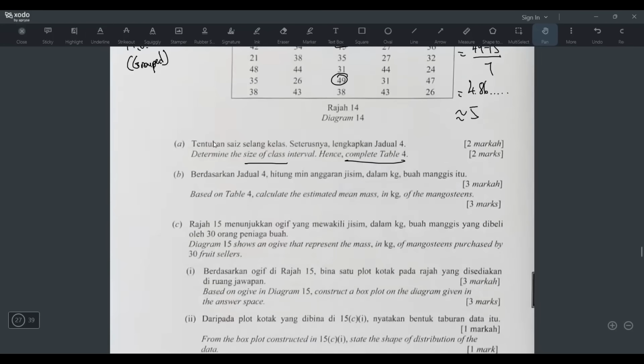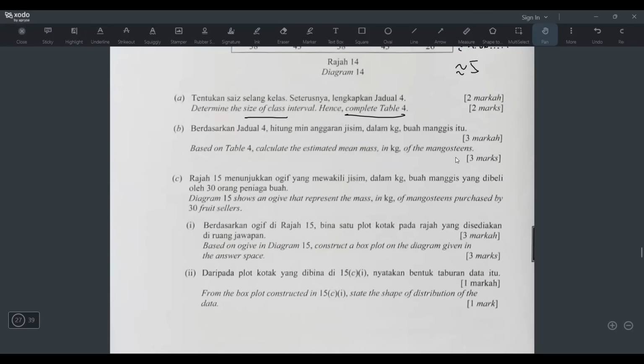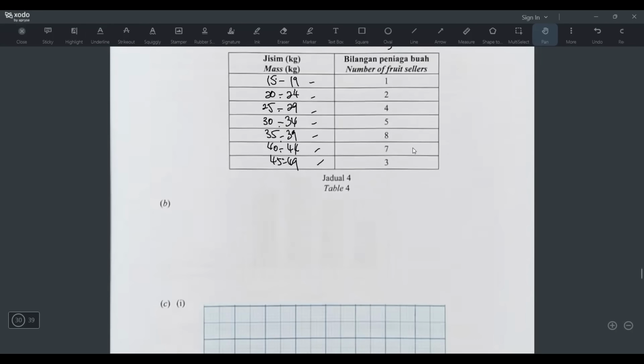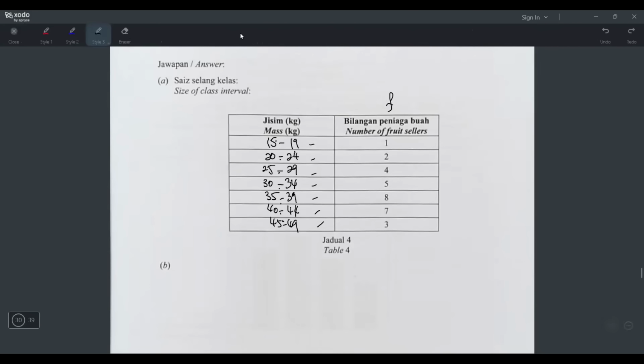So that's all for the A. Now B, based on table 4, calculate the mean of mangosteens. So let's do it now. How to find mean? Okay, this is a group data, guys. So when it's a group data, how do you find mean?